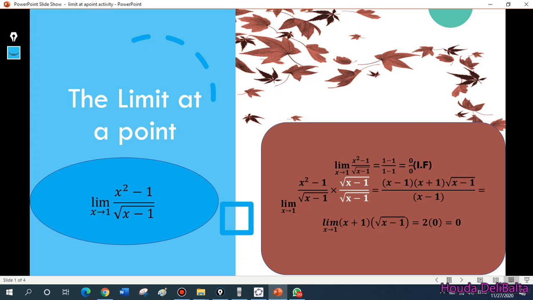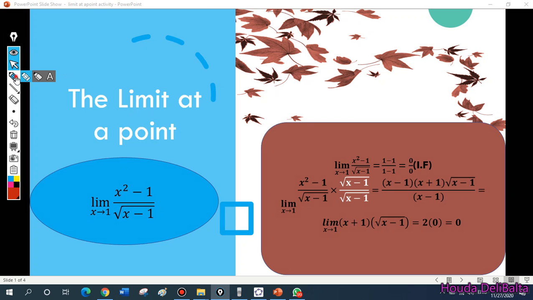So we have to find the limit as x tends to 1 of x squared minus 1 over radical x minus 1, and we multiply by the conjugate. The conjugate of radical x minus 1 is not radical x plus 1, it is radical x minus 1 itself. And here is how to make this clear.